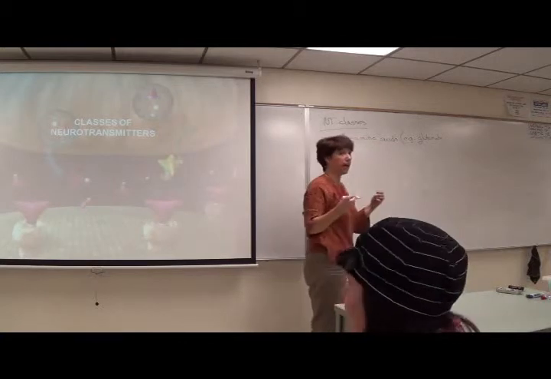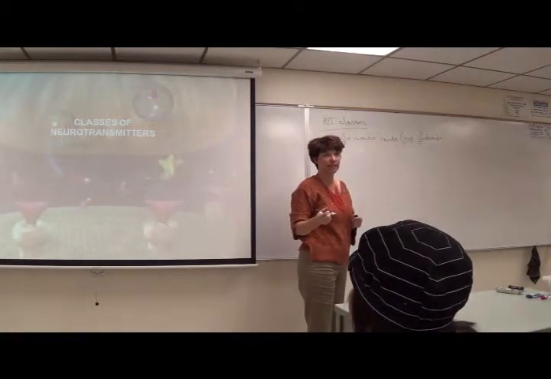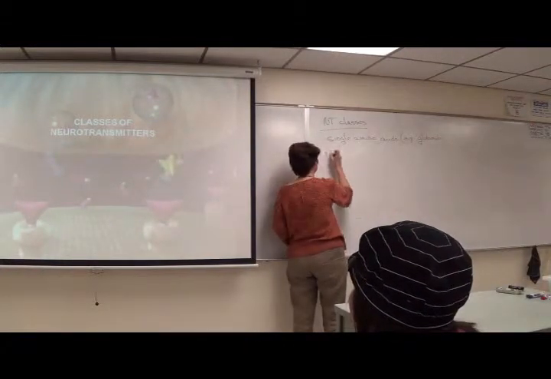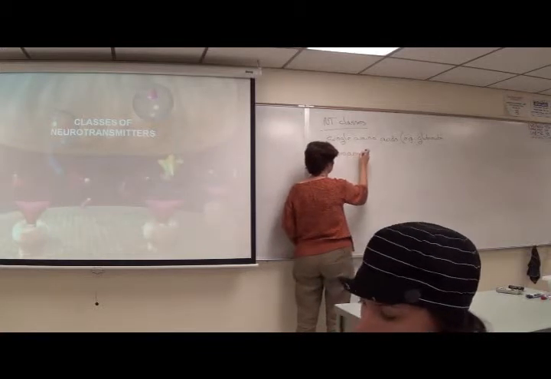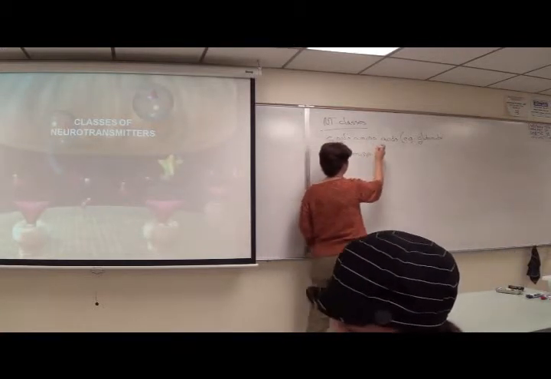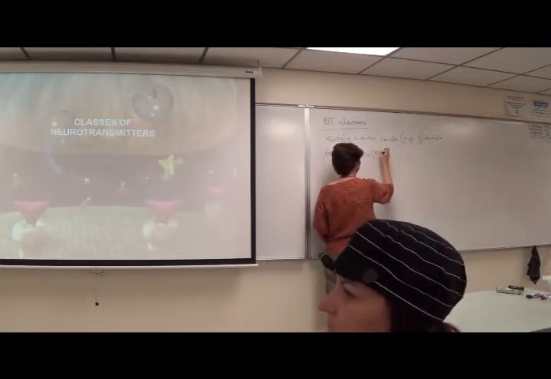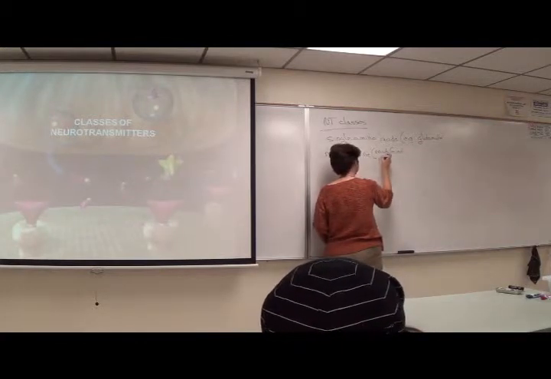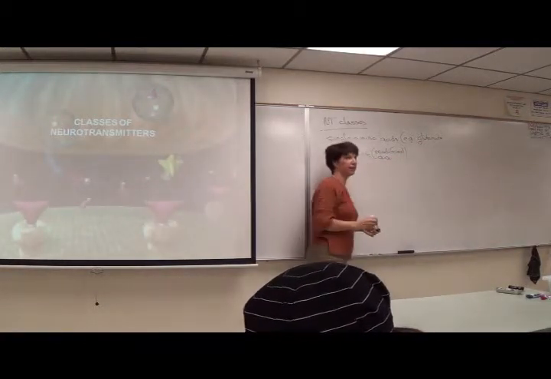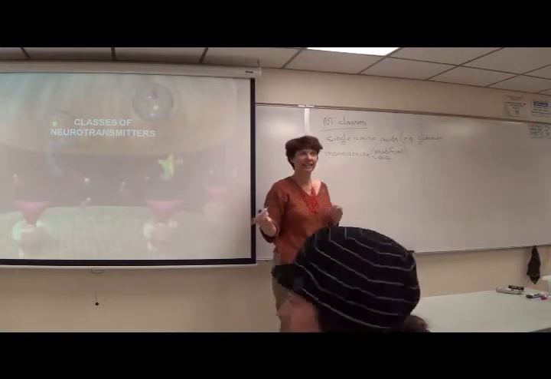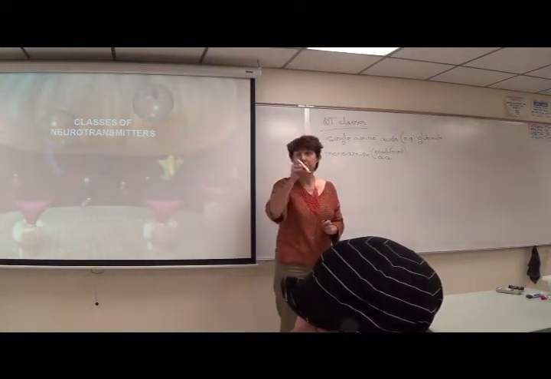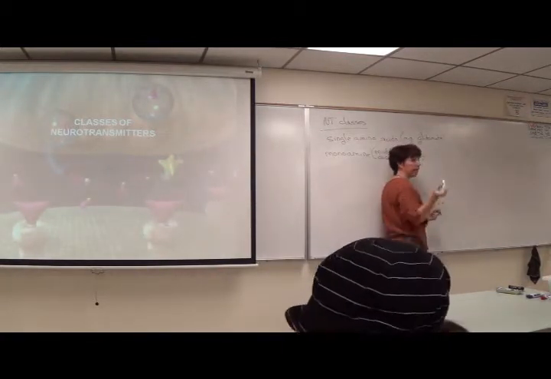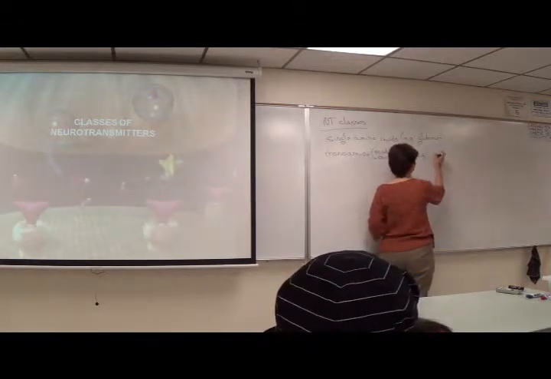Then we have modified amino acids. Can you think of an example of a modified amino acid? Glutamate? No, that's a single amino acid. These are single amino acids that have been modified. Who did Parkinson's disease? Dopamine. Yes, dopamine is modified from what amino acid? Tyrosine. Norepinephrine actually is also modified from tyrosine.